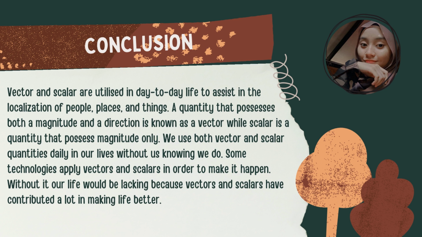Vectors and scalars are utilized in day-to-day life to assist in the localization of people, places, and things. A quantity that possesses both a magnitude and a direction is known as a vector, while a scalar is a quantity that possesses magnitude only. We use vector and scalar quantities daily in our life without knowing we do. Some technologies apply vectors and scalars in order to make it happen. Without them, our life would be lacking because vectors and scalars have contributed a lot in making life better.